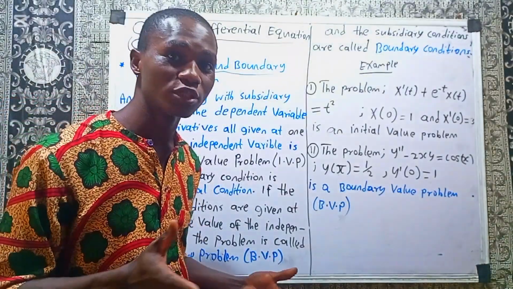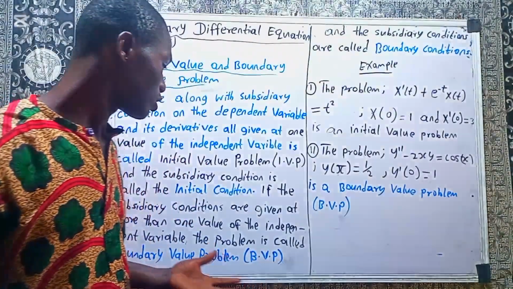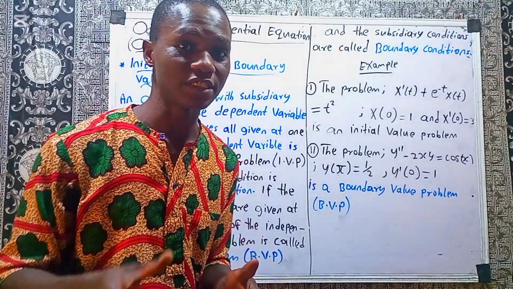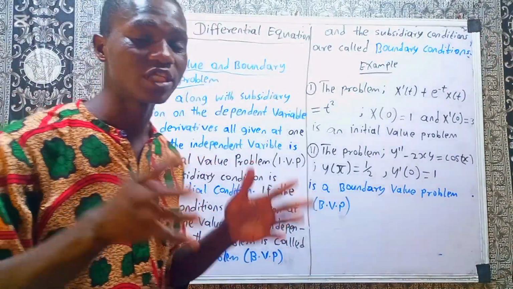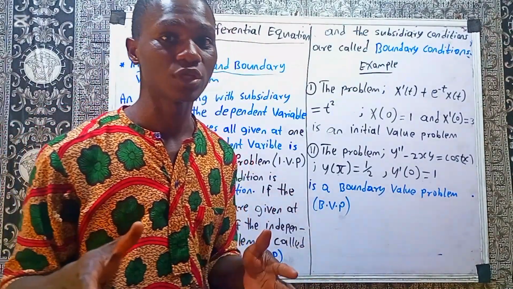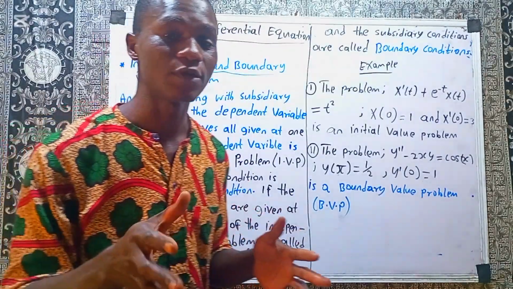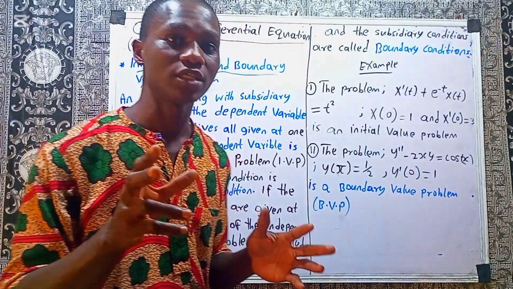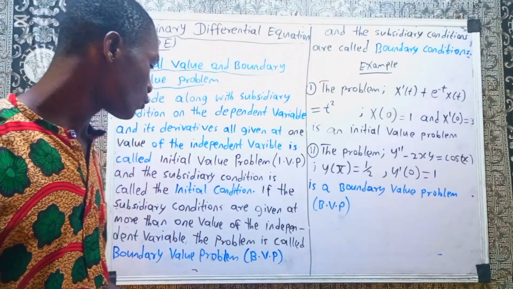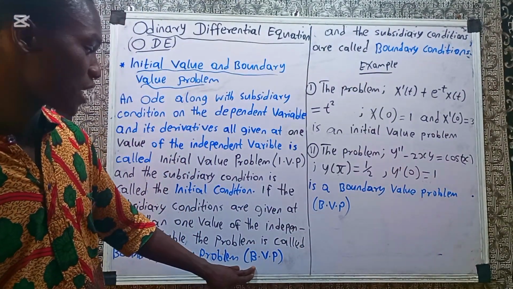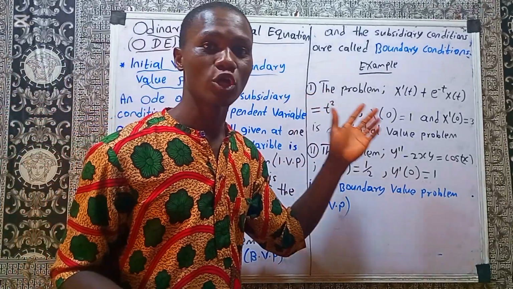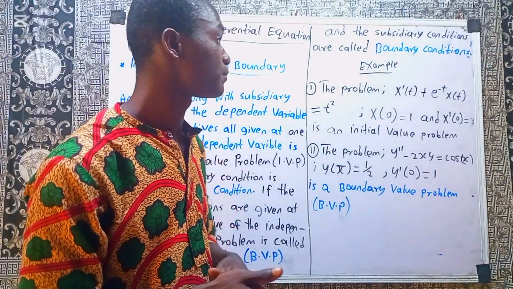So if you are solving an ODE problem that has a condition attached to the dependent variable and its derivative, but the condition is attached at more than one value of the independent variable, then we'll call it what? Boundary value problem, which can be written in short form like this. Then the condition will be called the boundary condition.